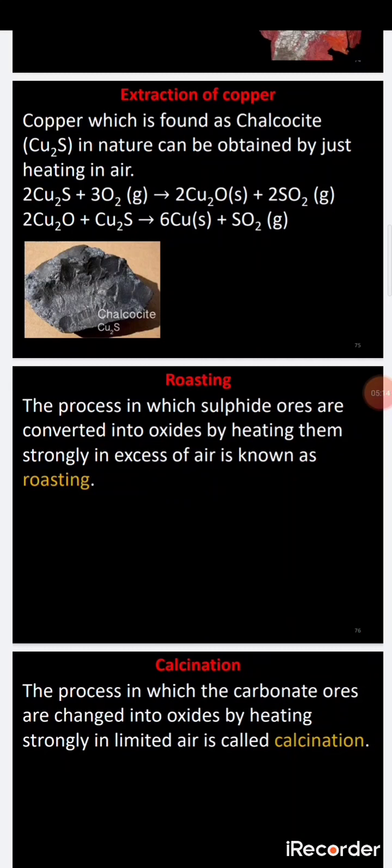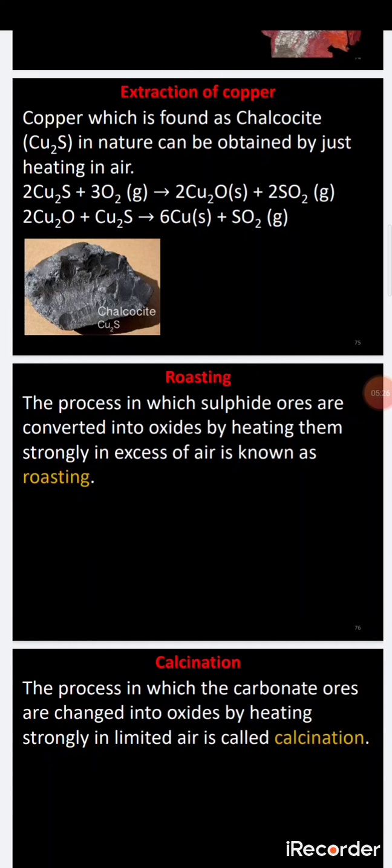So first, the copper. It is found in different forms of ores, but here they mentioned chalcocite, which is another ore of copper, Cu2S. It occurs in nature, and these can be obtained in the combined state.